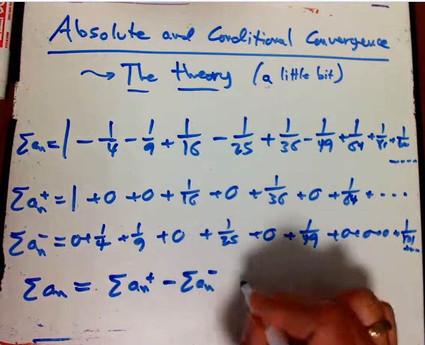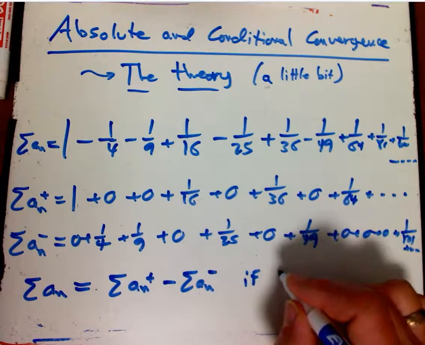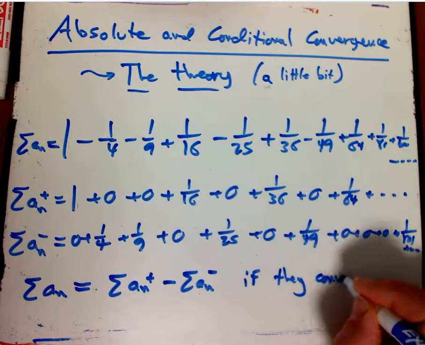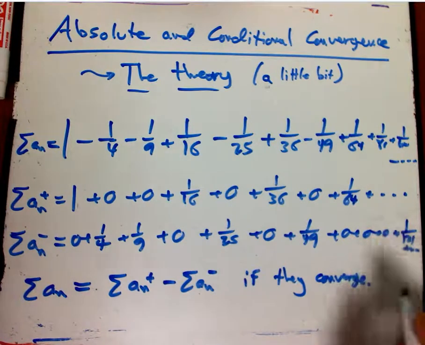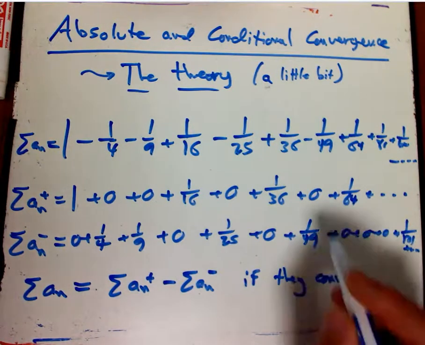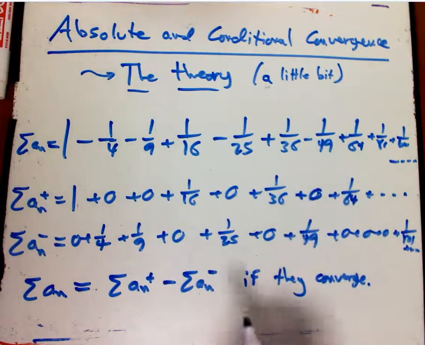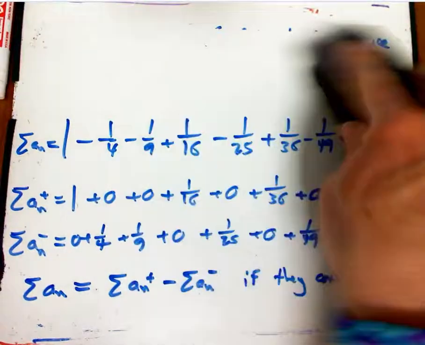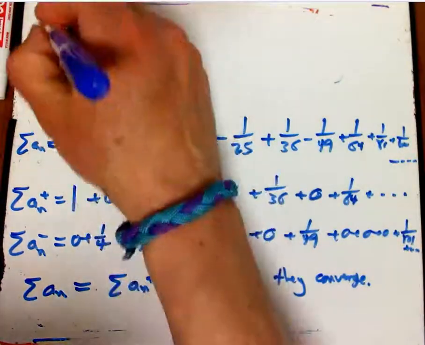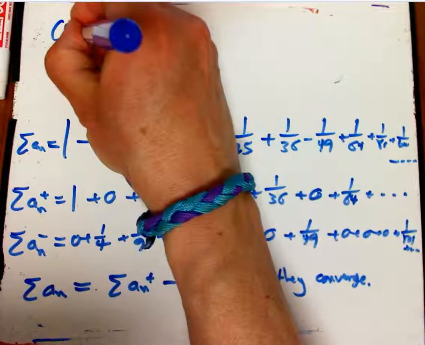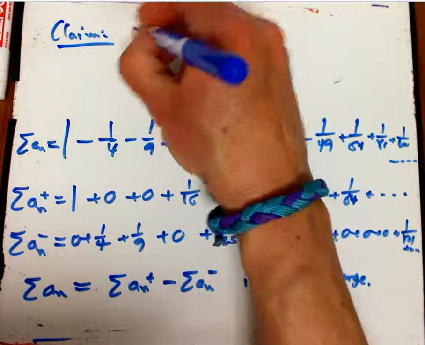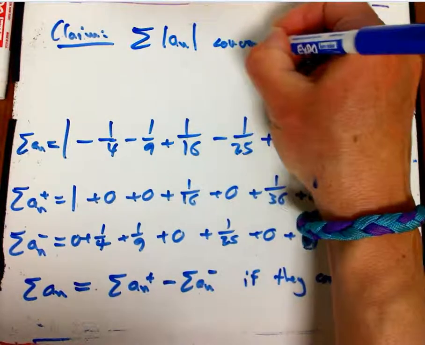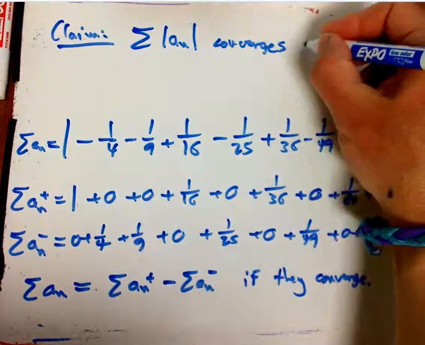Now, I've got to be really careful. If both of these individual ones converge, you can do this kind of thing, but you can't if these are divergent. My claim is that the sum of absolute value a_n converges, so the original series is said to converge absolutely.